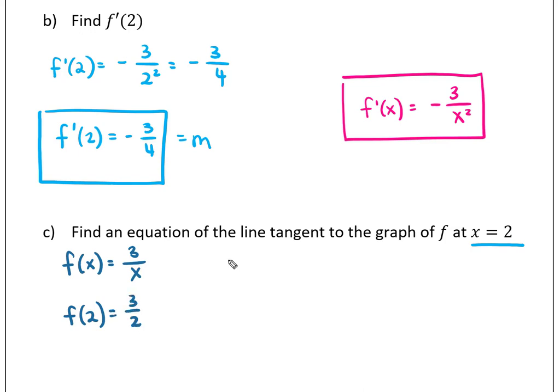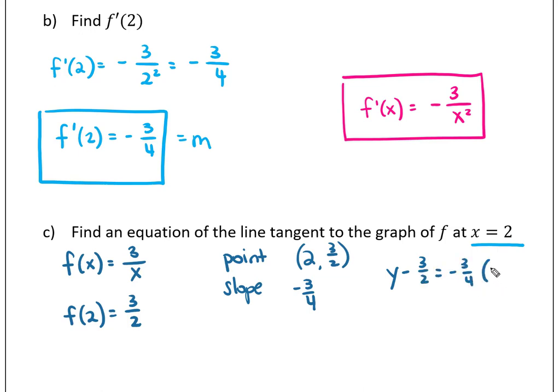That means we have the point (2, 3/2), and we have the slope, negative 3/4. Let's take that and make an equation out of it. That would be y minus 3/2 is equal to negative 3/4 times (x minus 2). Let's simplify that. That becomes y minus 3/2 is equal to negative 3/4 x plus 3/2.